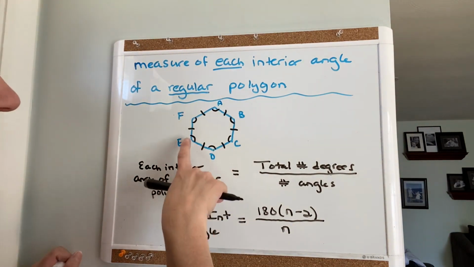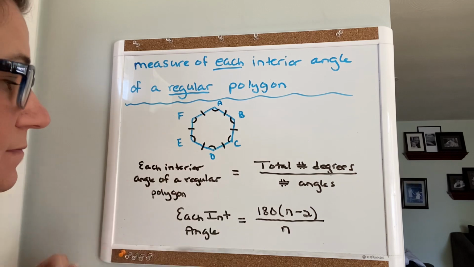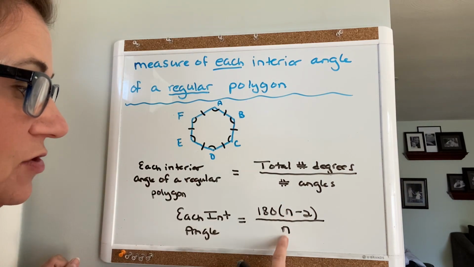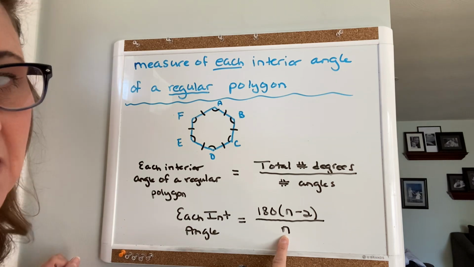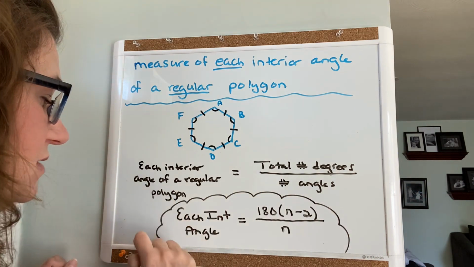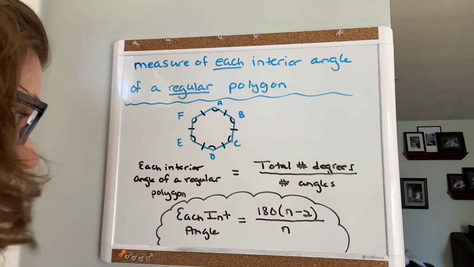So to find each interior angle, you have to find the total number of degrees, 180 times n minus 2, and then divide by the number of angles, n. So this right here is the formula that you will be using for part of your assignment this week.